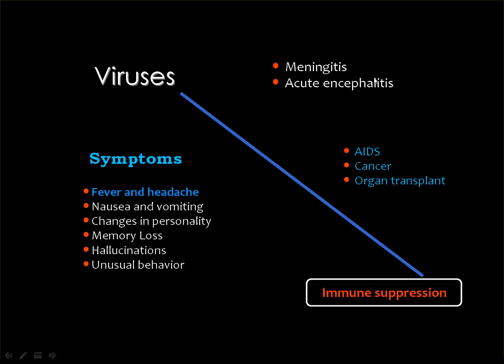Meningitis or encephalitis. The symptoms are very important because the symptoms of meningitis and encephalitis are quite different from the lesions that can be mistaken for this, as I will show you. The patient will have fever and headache, nausea and vomiting, some personality changes, memory loss, hallucinations, and unusual behavior. A change in personality is very important besides the presence of fever.